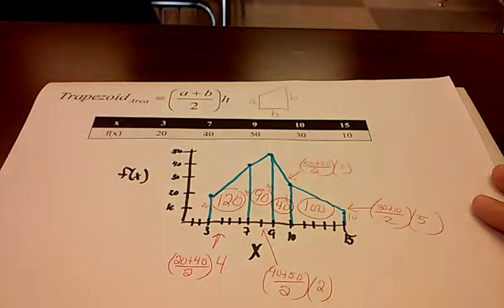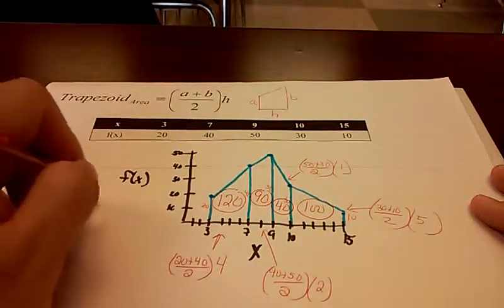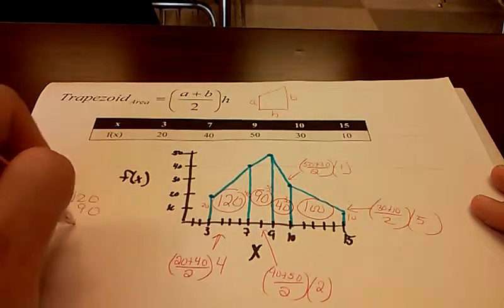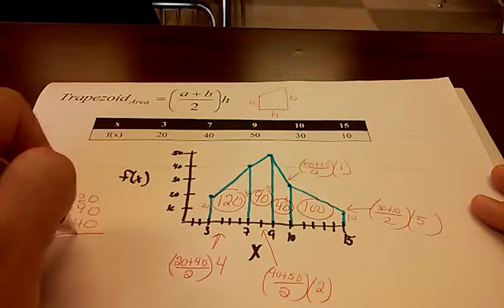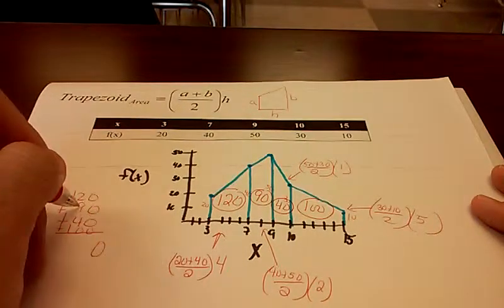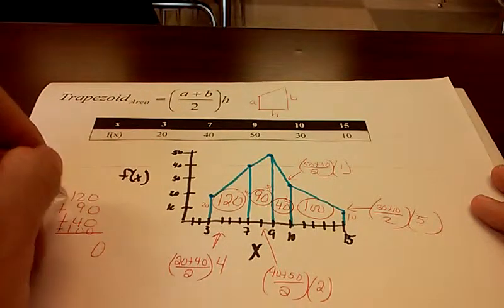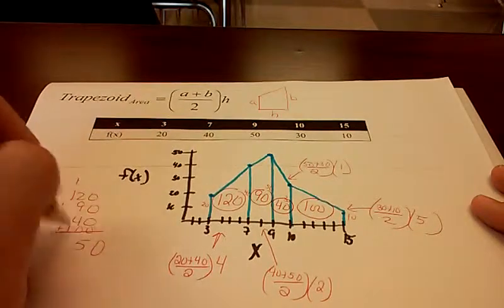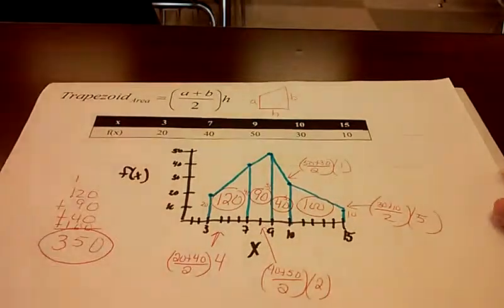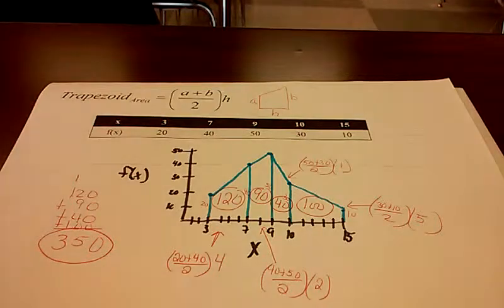And so now I have the areas of each one, so I'm just going to add 120 plus 90 plus 40 plus 100, and that's going to give me my final answer, which would be 350, and that's an approximation of the area.